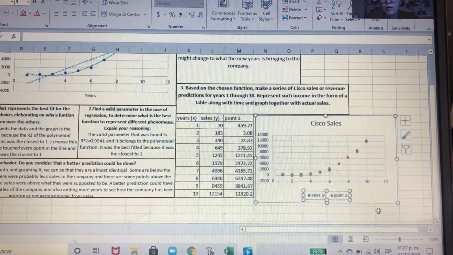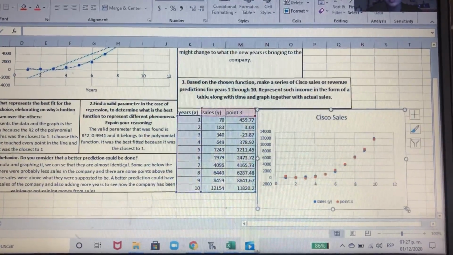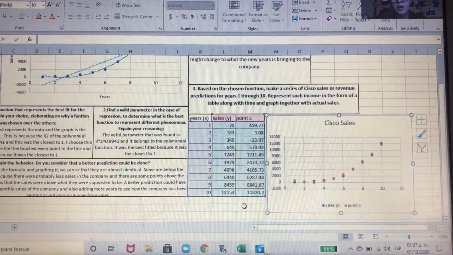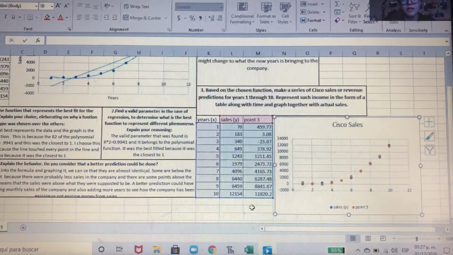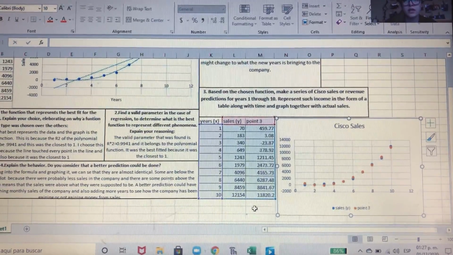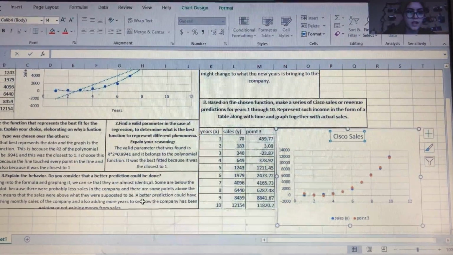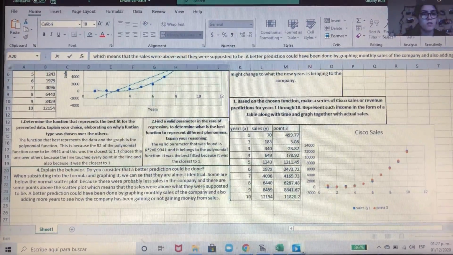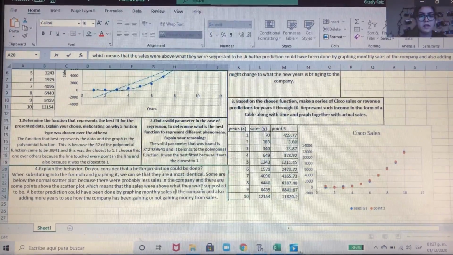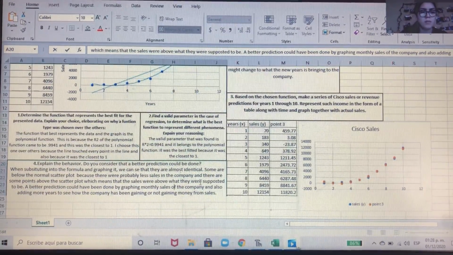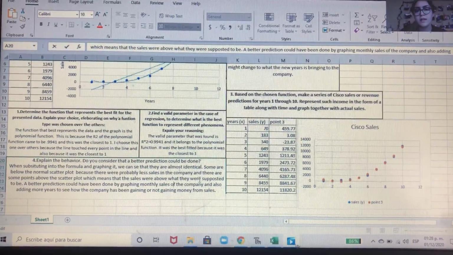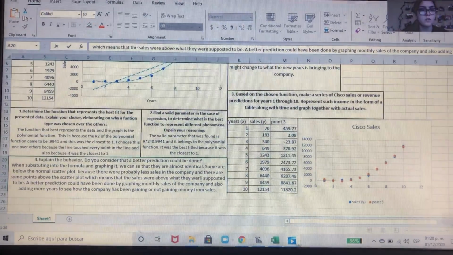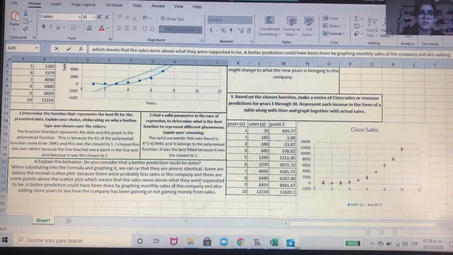After that, we found that the orange points are the predictions, and the blue points are the actual sales. So it looks almost similar, almost ideal, but it's not, and this is because maybe there were more sales or less sales in the years than expected. To explain the behavior, when substituting into the formula and graphing it, we can see that they're almost identical. Some are below the scatter plot because there were probably less sales in the company, and there were some points that were above the scatter plot, which means that they were above what they were supposed to do, so they were gaining more money, as predictions were told.